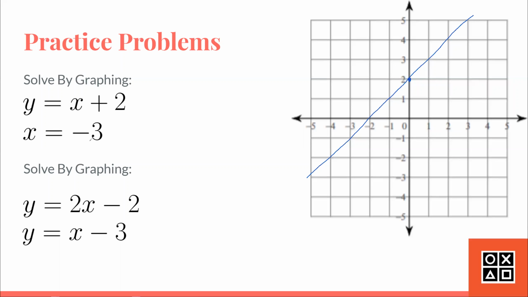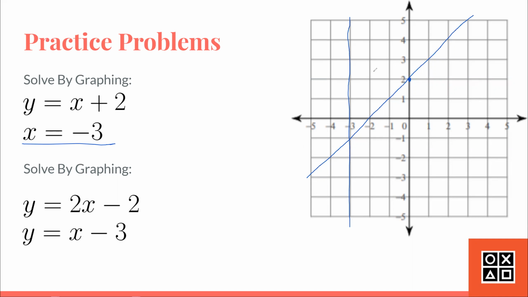And then x equals negative 3. Whenever something is like this, it would be a vertical line because each time x has to equal negative 3, and that's the only way to satisfy that. So the line would be like so.